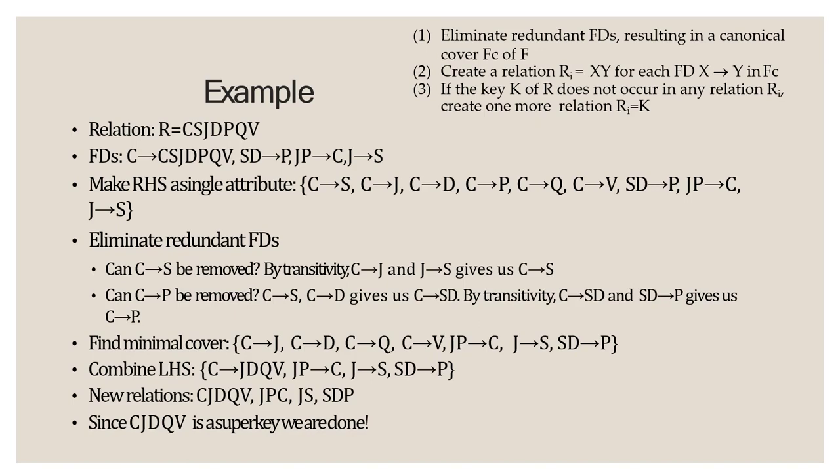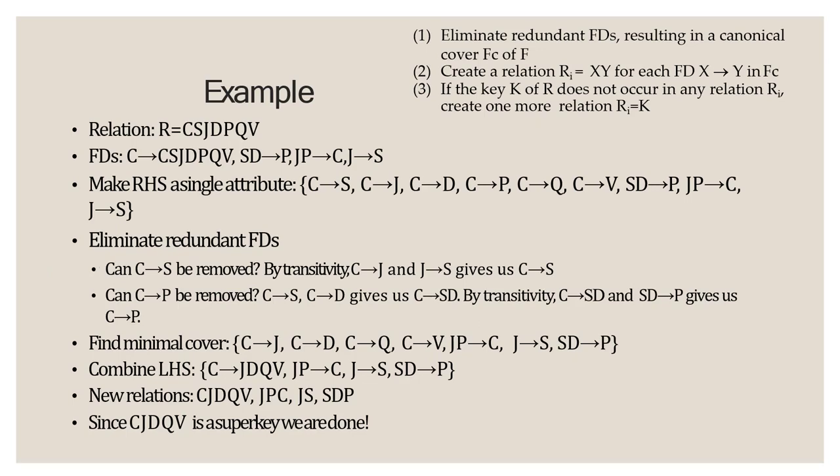Let's go over another example here. We have relation R, which contains CSJD, PQV, and we have 1, 2, 3, 4 dependencies. This is a little bit annoying because we have so many on the right hand side. So we have to take these apart and say C determines C is trivial, so we're not even going to write that. C determines S, C determines J, C determines D, and so on. And then we have these three here.